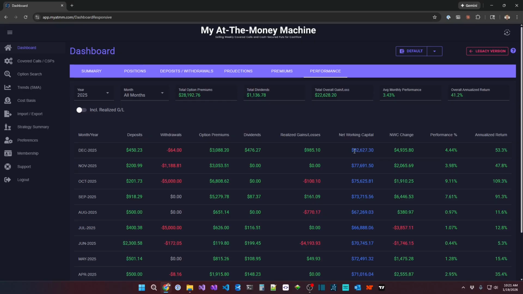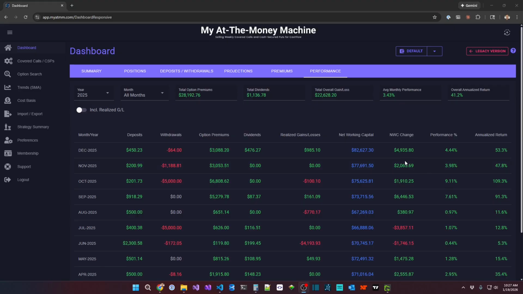So as you can see, for the month of December 2025, I have $3,088 that I've collected in premiums, but also $476 in dividends I've collected. The dividends and the premiums are both taken into consideration when it's figuring out this percentage. And it's figuring out the percentage based off the net working capital. So this amount right here is 4.4% of the net working capital.